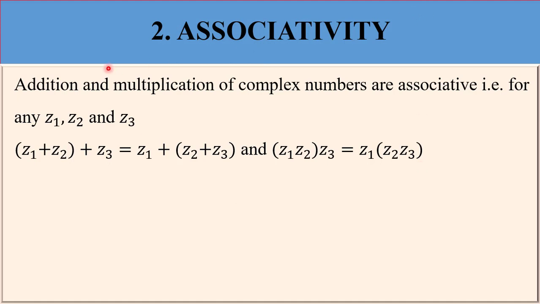Then associativity as the second property. Addition and multiplication of complex numbers are associative. That is to say, for any complex numbers z1, z2, and z3, we shall find that z1 plus z2, plus z3, will be equal to z1 plus the quantity z2 plus z3. And then for multiplication, z1 z2 times z3 is equal to z1 times z2 z3.